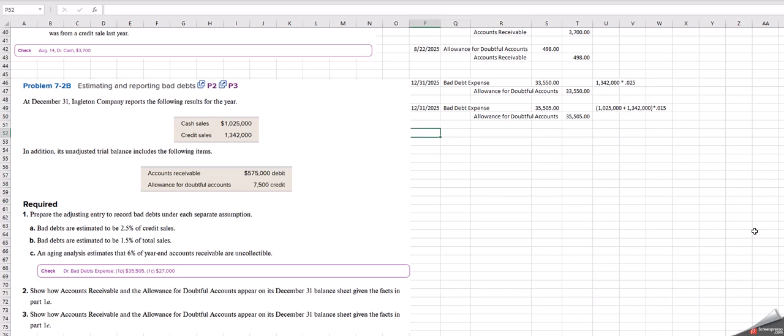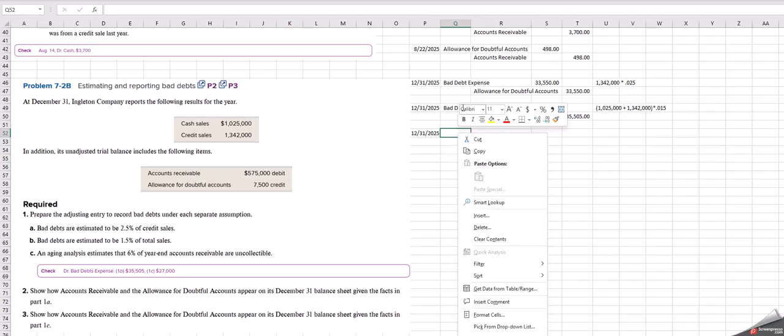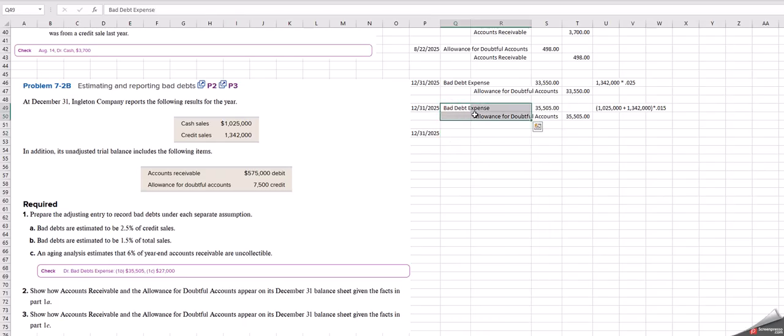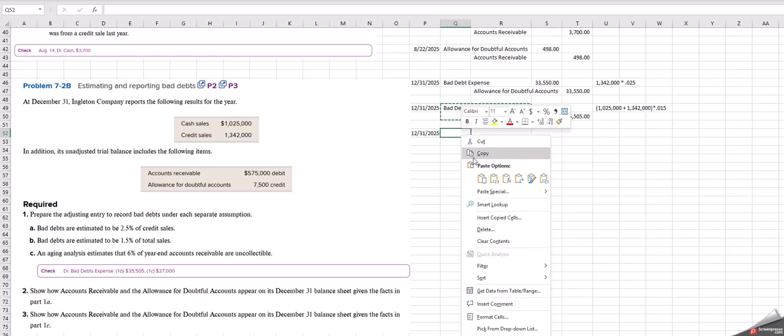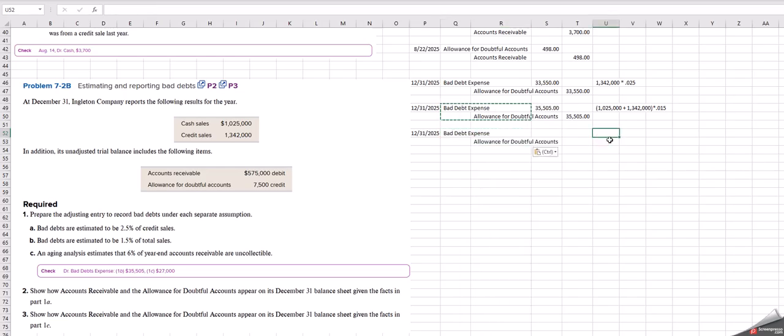Then C says an aging analysis estimates that 6% of the year-end accounts receivable are uncollectible. And as we look up in the box, it tells us accounts receivable is $575,000. So again, we're still using the same accounts. So I'm going to copy those, come up here, copy those and then paste them down in there. All that's going to change is how we compute it. So when I come over here, I'm going to say, okay, my accounts receivable, 575,000 times the 0.6%.